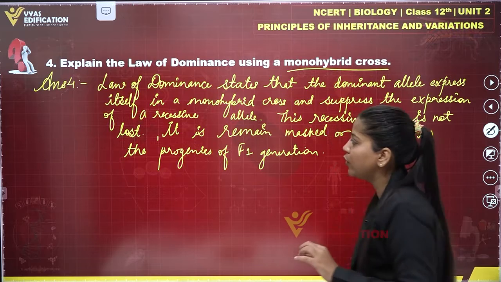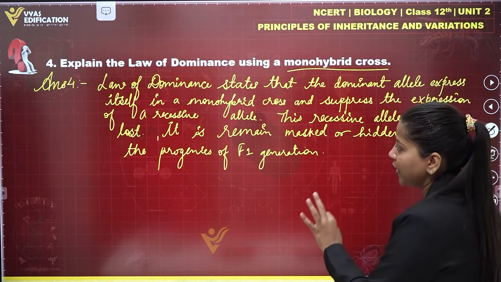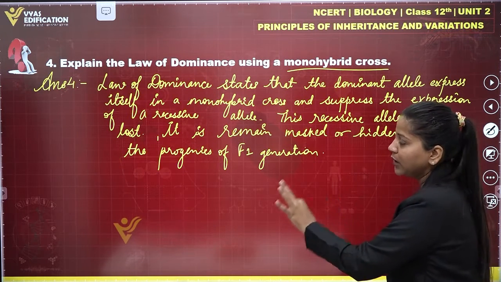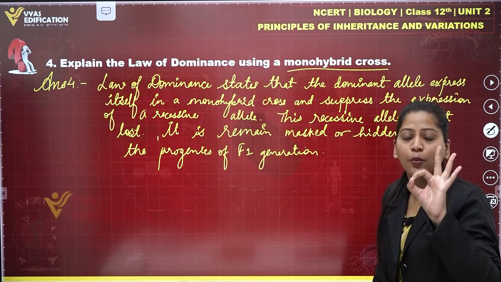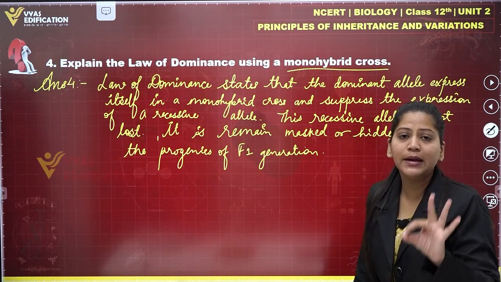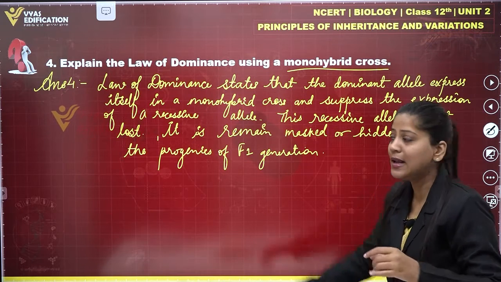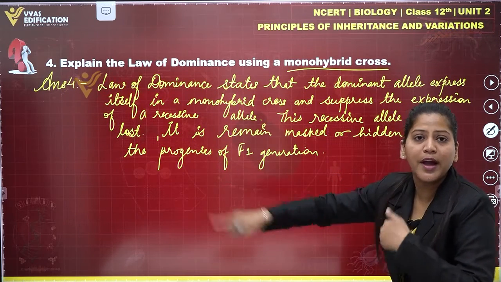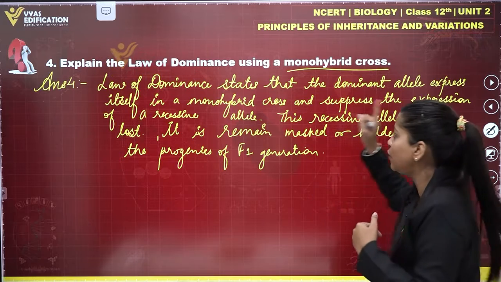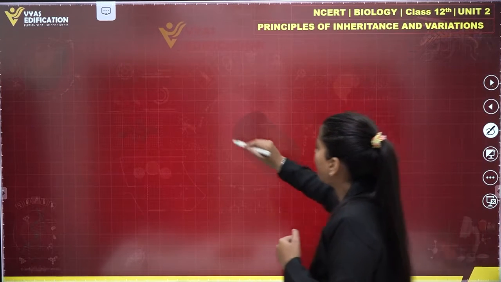Alright, now we are going to make a monohybrid cross to explain this law of dominance. We know that law of dominance is where the dominant allele expresses itself and suppresses the expression of recessive allele. This recessive allele is going to express in the next generation or F2 generation. So let's talk about that.